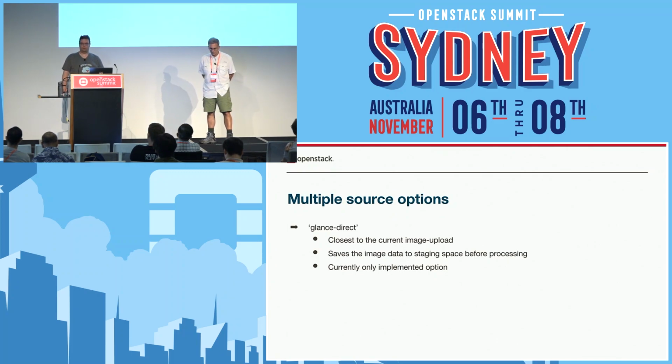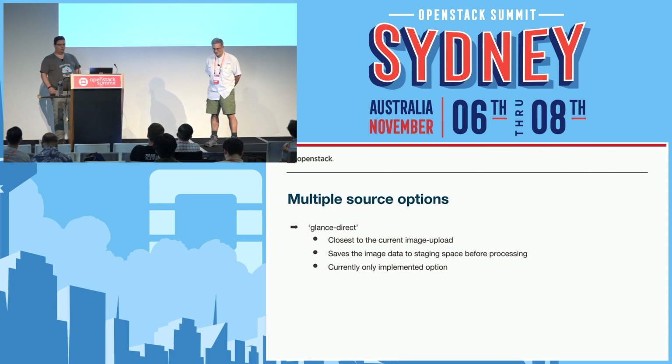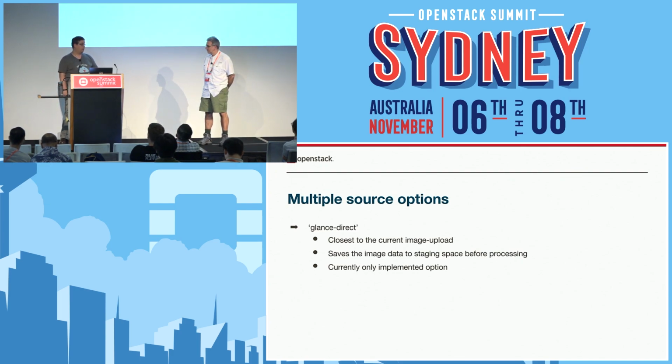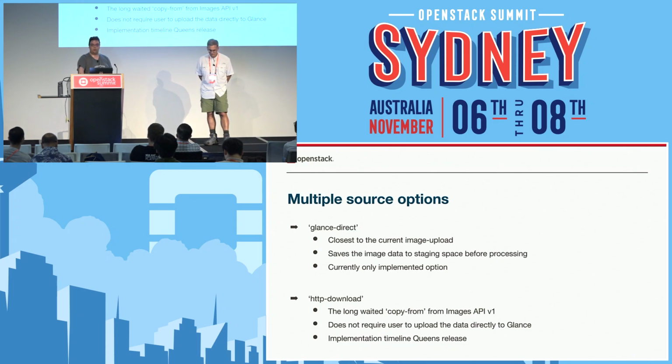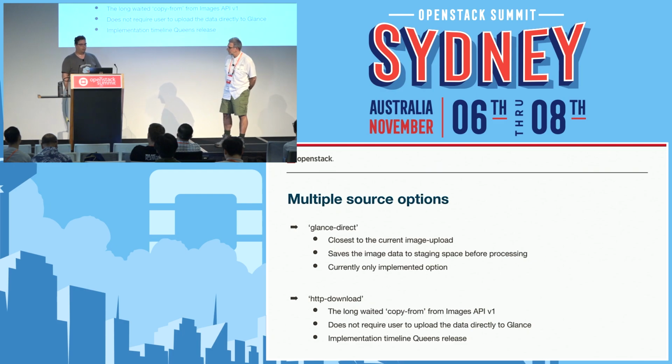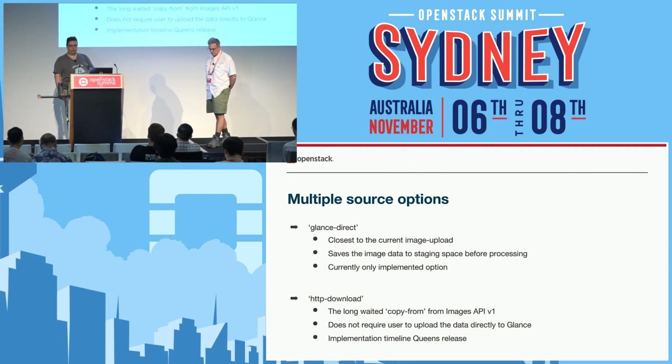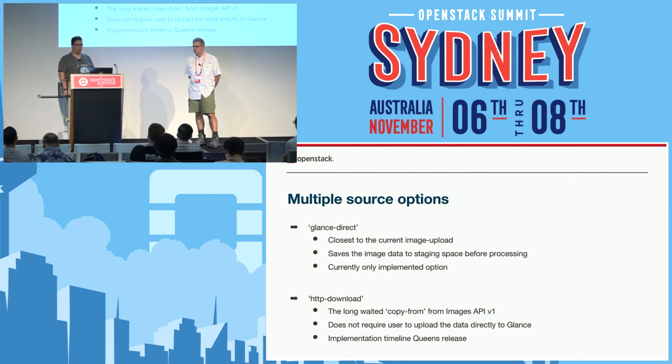And one part of the work, and why we have spent so much time on this, is that we wanted to provide multiple sources for the image. So the currently implemented one is called Glance Direct, which enables the staging endpoint and allows the user to upload the data to Glance. So it's very similar to how the current upload is. And then we have, for this cycle, Queens, one of the most asked-after features of Glance Images API version 2, which was the copy-from from Images API version 1. As it has a security issue in its behavior, we had to redesign it a little bit, and that's something we are planning to merge in the Queens release. So that will be the second source option for providing the image data to Glance.